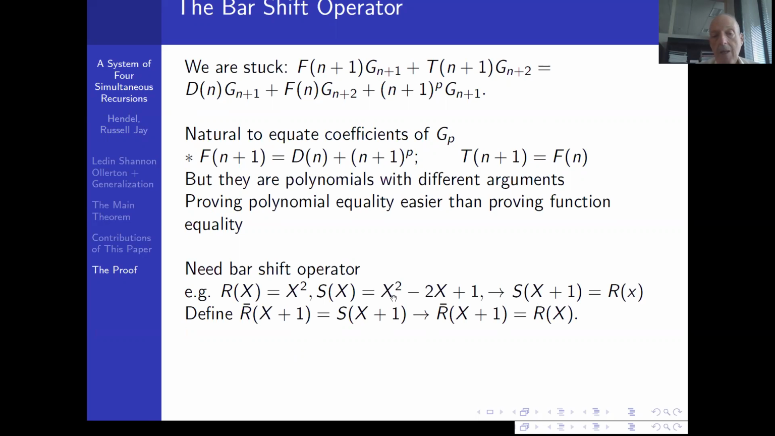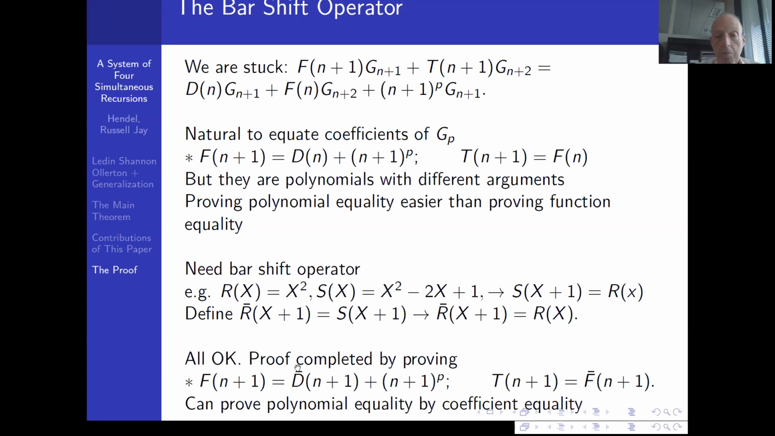Let's see what that means. That's (x+1) squared minus 2(x+1) plus 1, which is the square of (x+1) minus 1, or just x squared. So S(x+1) equals R(x). Well, that's what I want. I'm going to define a polynomial R bar, R bar(x+1), to equal S(x+1), and then R bar(x+1) equals R(x). And such a polynomial will always exist, which allows me to replace the D_n by D bar_{n+1} and the F_n by F_{n+1}.